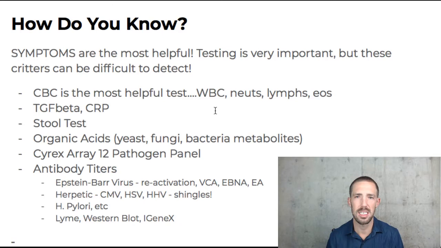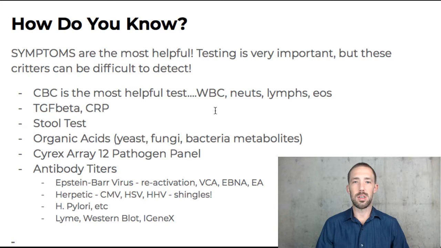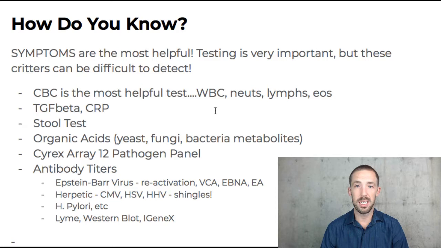An organic acids test. We'll run an organic acids test a lot if we're looking for things like mold exposure or yeast or candida or fungal overgrowth. You can even get some bacterial metabolites for things like clostridium species or C. diff. You can get a lot of info from an organic acids test. Or there's a panel that I'll show here in a second called a Cyrex Array 12. It's a total pathogen panel, so it looks at a number of pathogens in one place. That's a great idea.